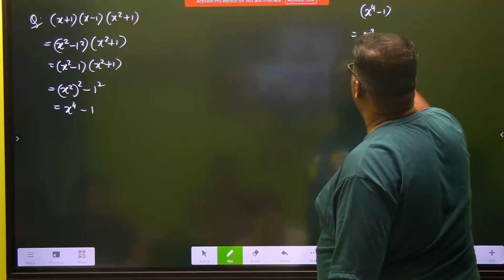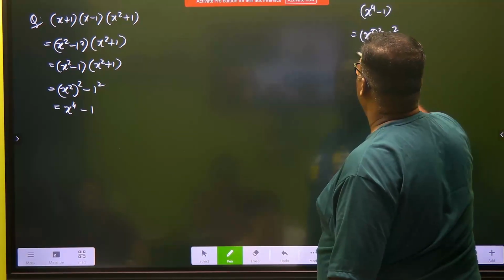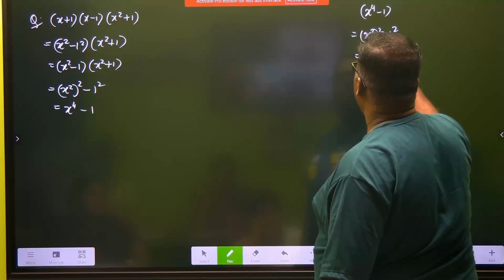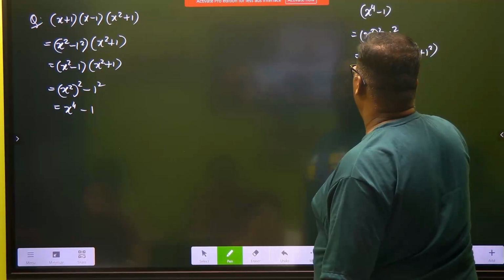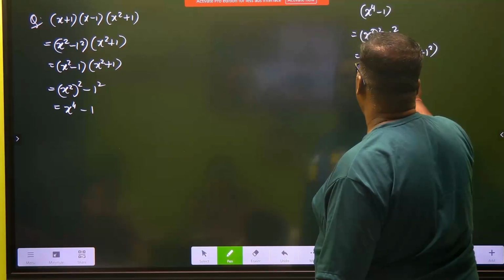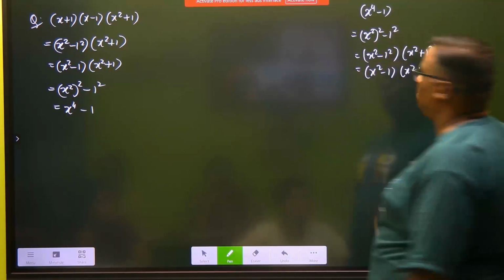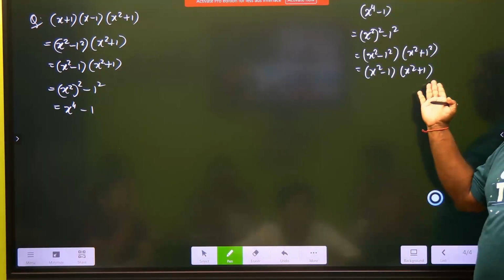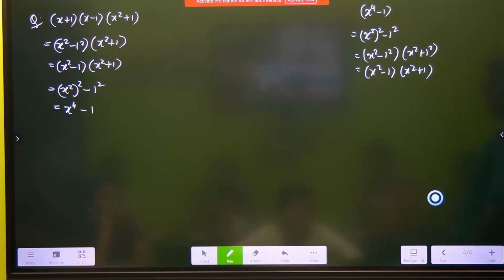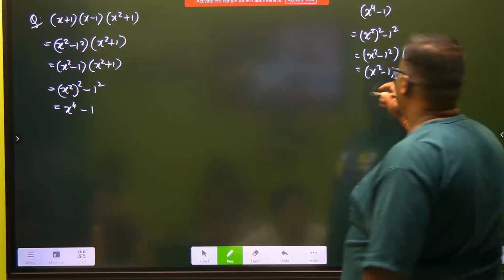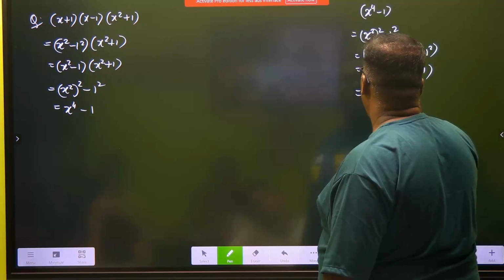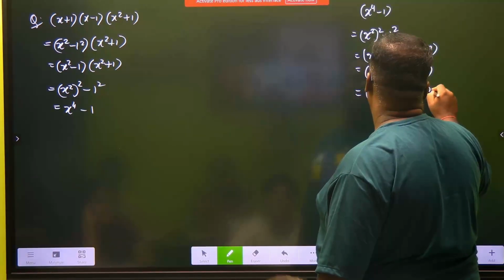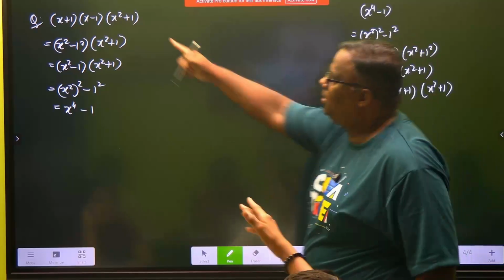x4 can be written as x square whole square minus 1 square. The formula can be applied: x square minus 1 and x square plus 1. Although smart boys will write this in this manner because 1 square is the same as 1. This one is locked, but this one can still go ahead, right? x square minus 1 is always a square minus 1 square. So this goes further. I'll keep this, and now this opens up as (x minus 1)(x plus 1) and (x square plus 1). Exactly the question.